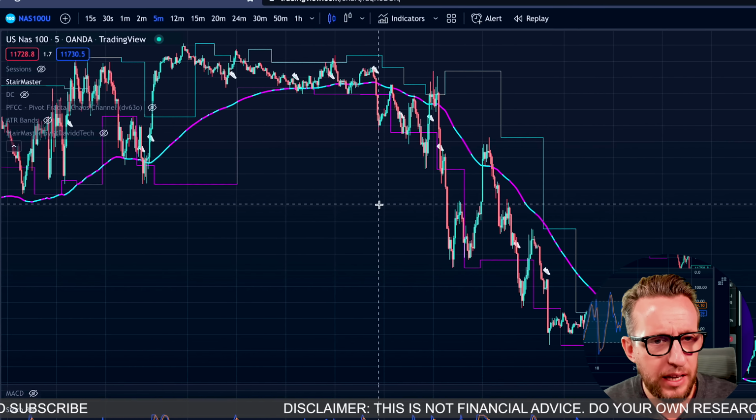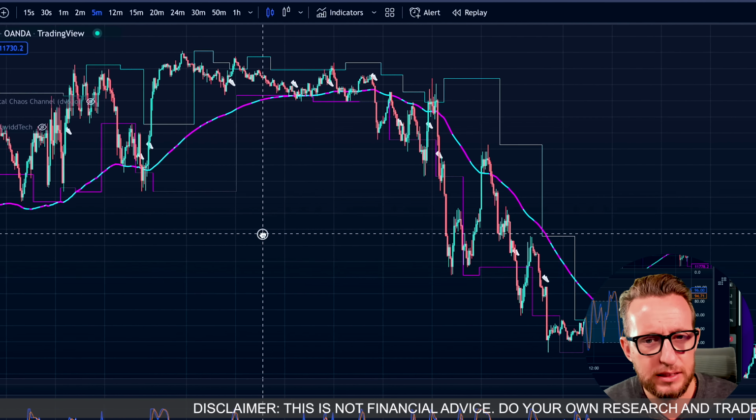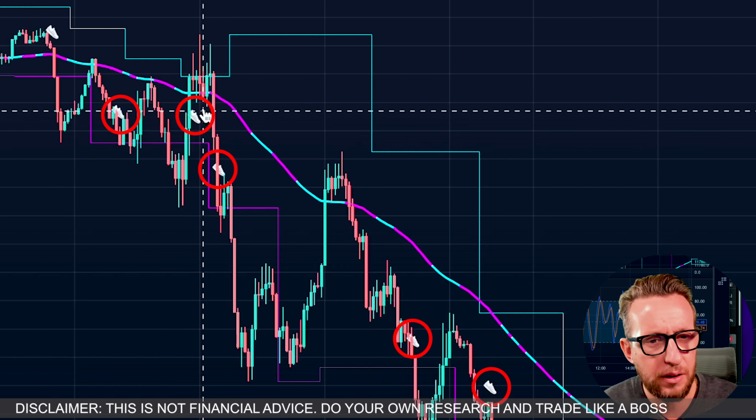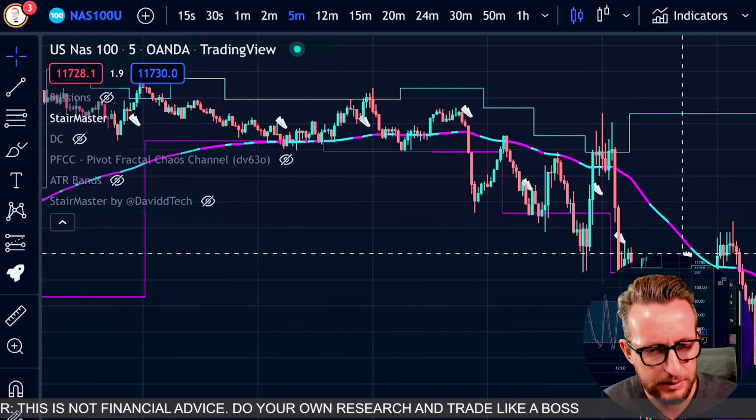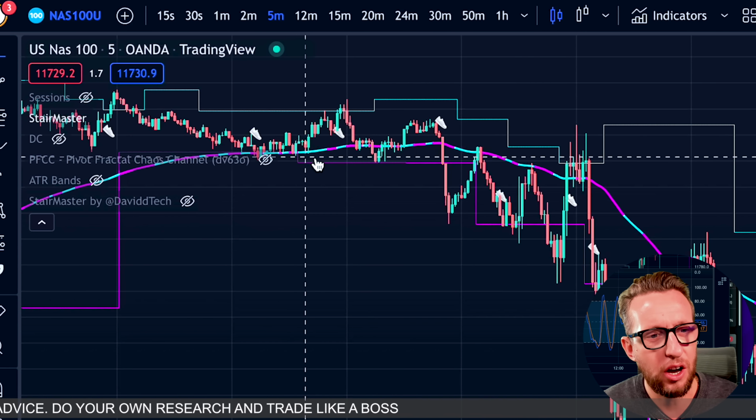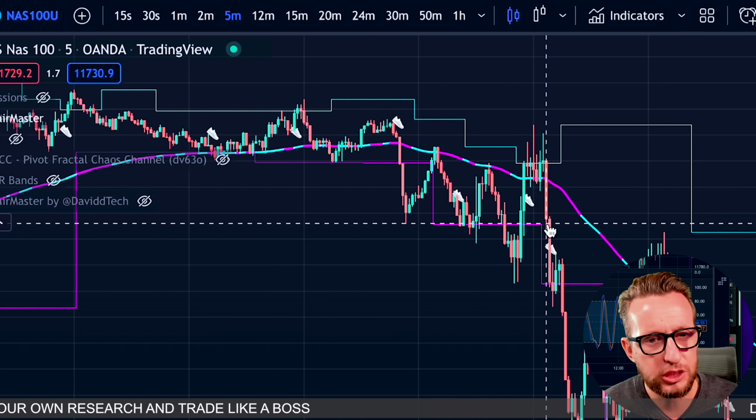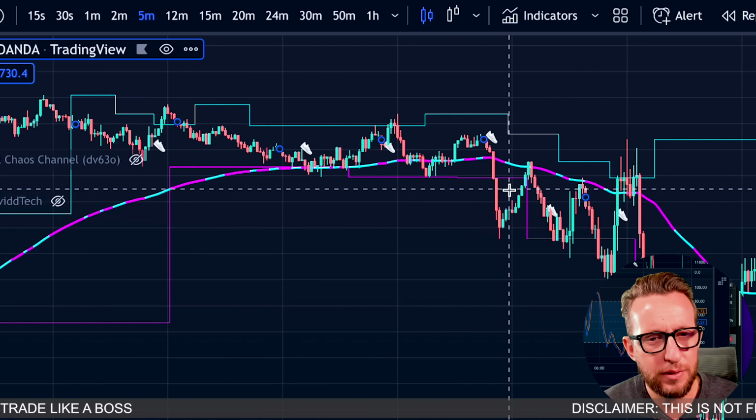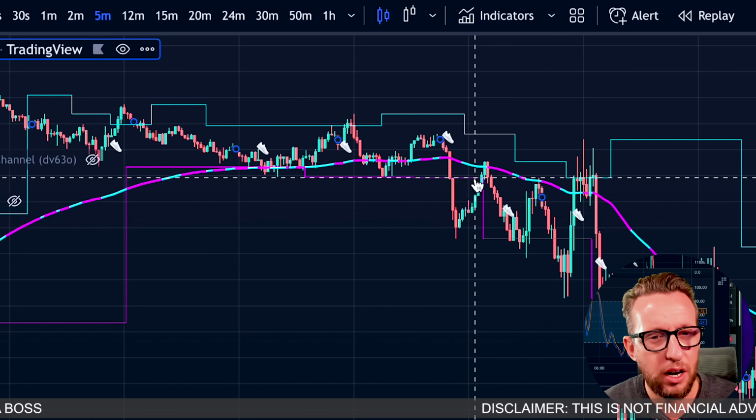So what we've got here is a couple of indicators, and as you can see, there are these sneakers showing up where we should get our entries. Therefore, I guess, that's where we get the name Stair Masters. So it uses a higher high, lower low channel here, as you can see, the blue and the pinks. Now this is actually based on fractals instead of just a higher high and higher low.